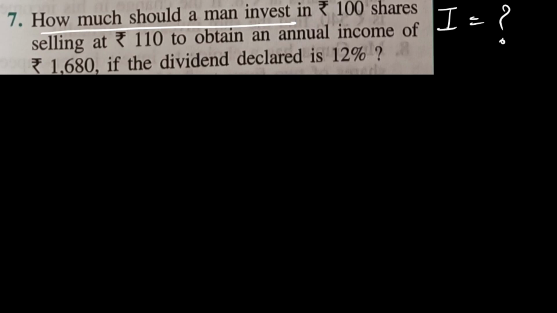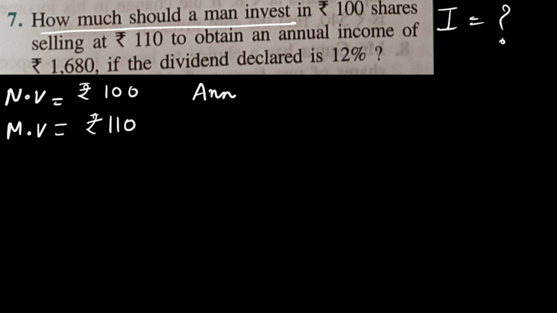In rupees 100 shares. So with shares this cost is written, that means this cost is equal to nominal value. Selling at 110. Selling at means this is the market value. At this price, the shares are being sold in the market. 110 is MV. To obtain an annual income. Annual income is also given to us. Annual income means total dividend, like in each and every question I am explaining to you. It is profit also and it is return also. So all four words here have the same meaning.